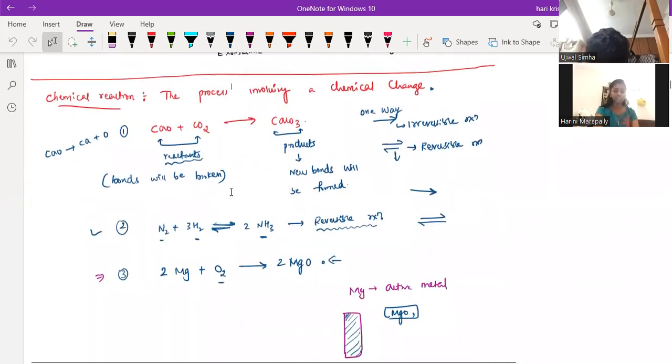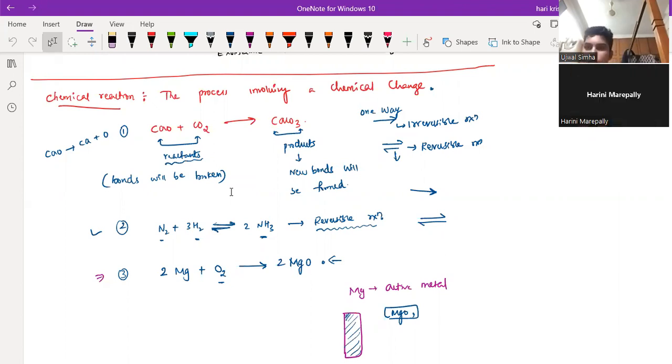Now you can see the examples here. The first one is the example for the reversible reaction: N2 plus 3H2 will form 2NH3. So it is a reversible reaction. And the below one, 2Mg plus O2 to form 2MgO, that is an irreversible reaction.